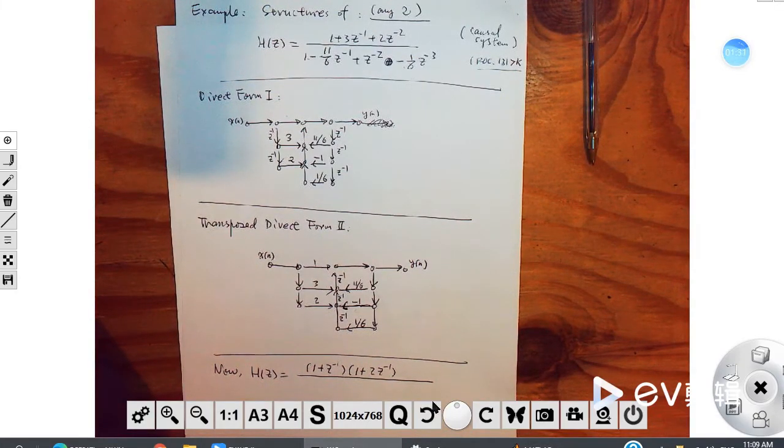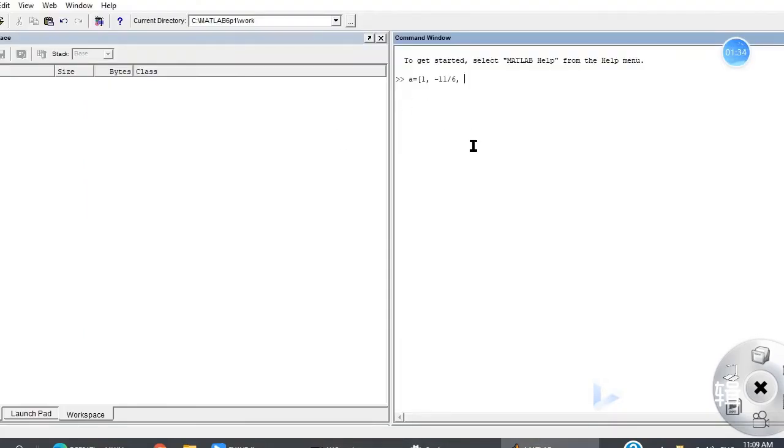1 and a negative 1/6. 1 and the negative 1/6. Okay, these are the coefficients. Then you check roots of A. Actually, roots of a polynomial, and A contains all the coefficients of that polynomial. So when you run roots of A, it is related with the roots of a polynomial. Now I have 1/2 and actually it should be 1/3. Should be 1/3. Okay.